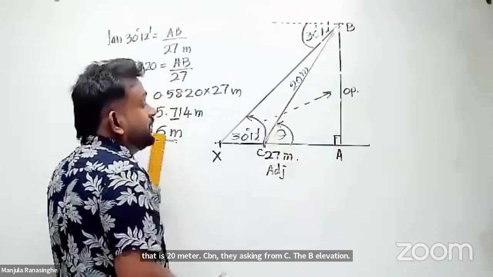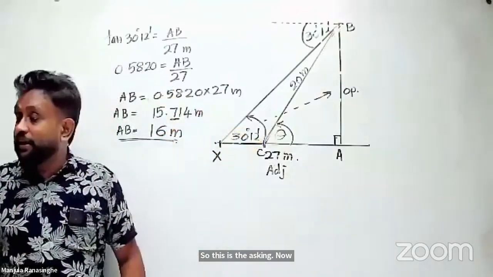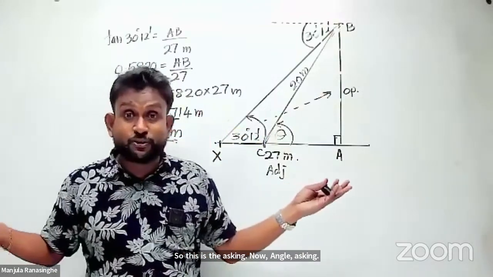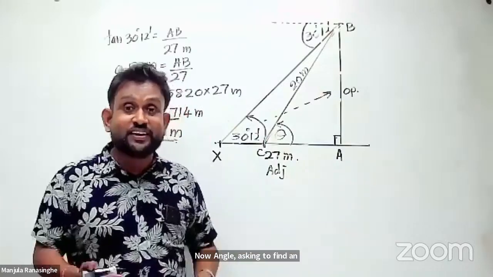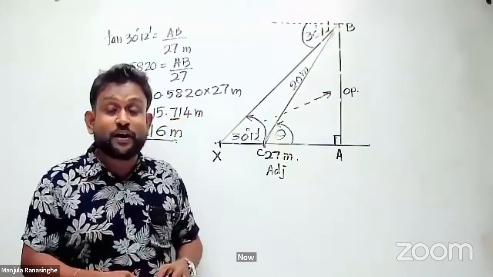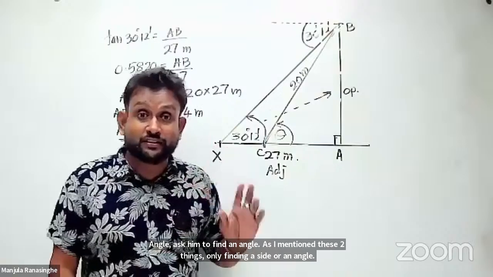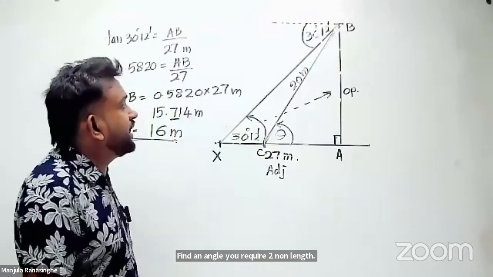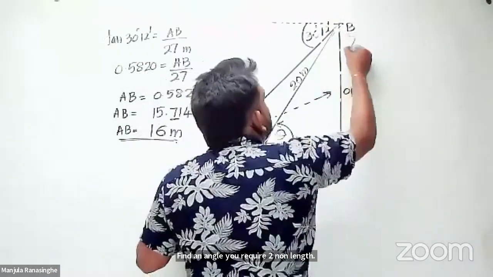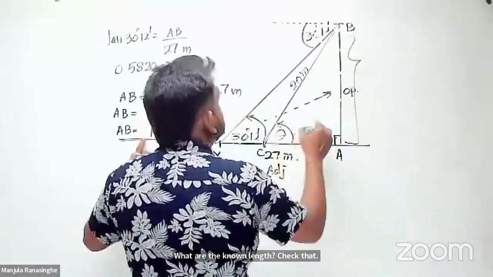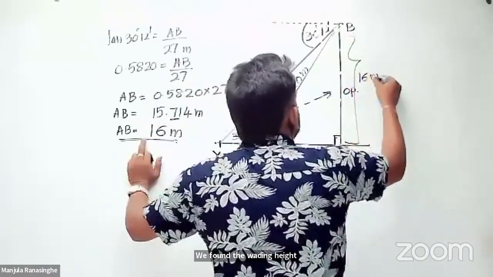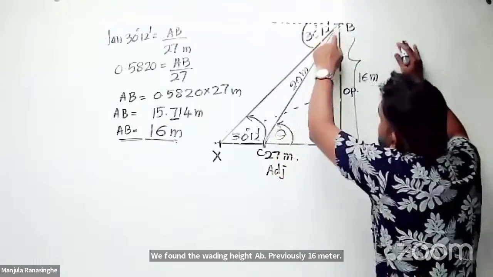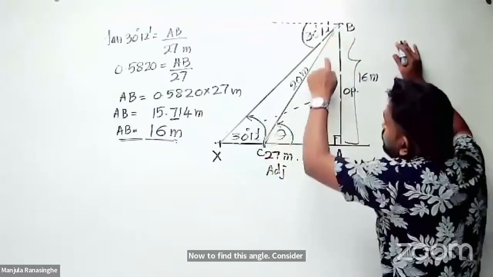Now the angle is asked. To find an angle, as I mentioned in trigonometry, there are only two things: finding a side or an angle. To find an angle, you require two known lengths. What are the known lengths? We found the building height AB previously as 16 meters. Now to find this angle, consider this right angle triangle.